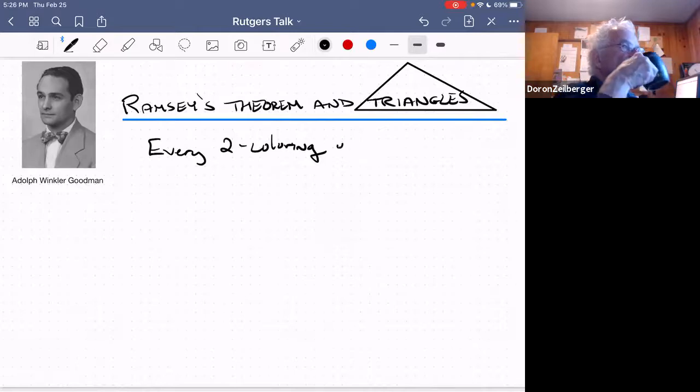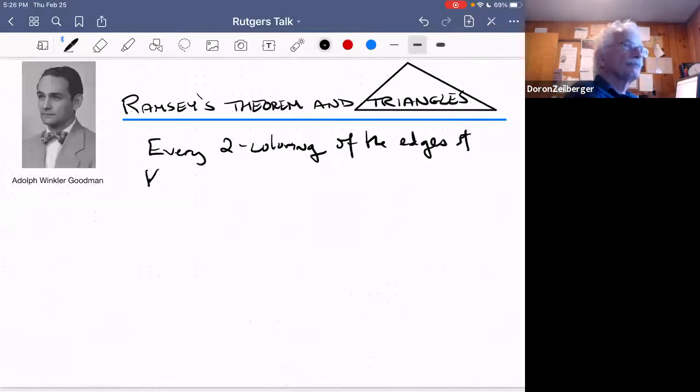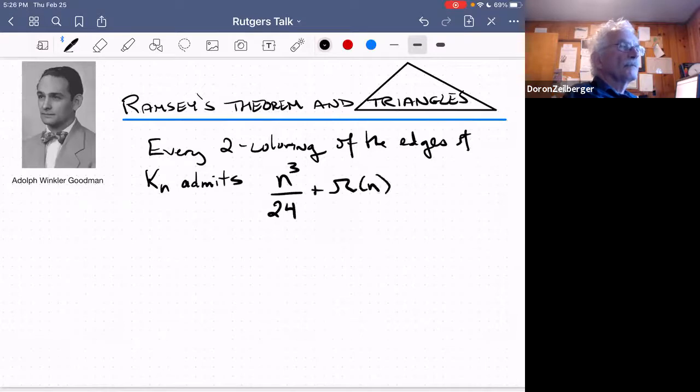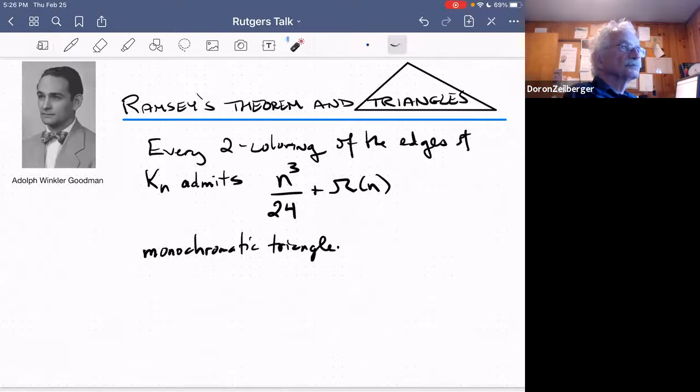So every two coloring of the edges of K sub n admits this many monochromatic triangles. So we actually know what the exact formula is here. It's based on n mod 4. You just have slightly different cases.